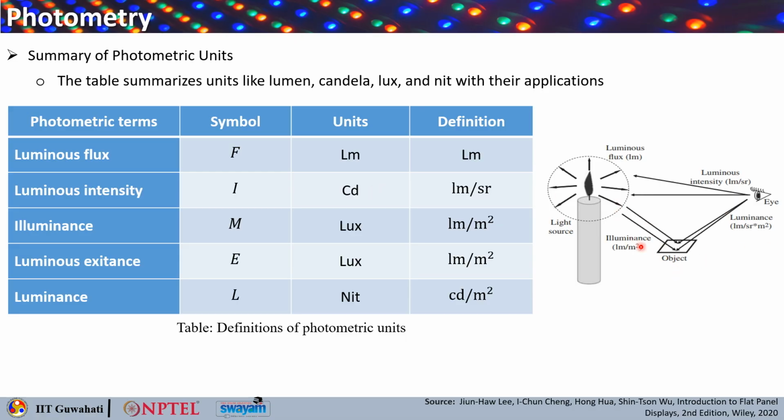You have illuminance, which is lumen per meter square, or lux. The same thing also exists here, which is luminous excitance, E, again lumen per meter square or lux. And this is your luminance, what is perceived by the eye. The symbol is L, and its unit is nits, which is candela per meter square. So, these are the different photometric units people use for defining light in a display system.